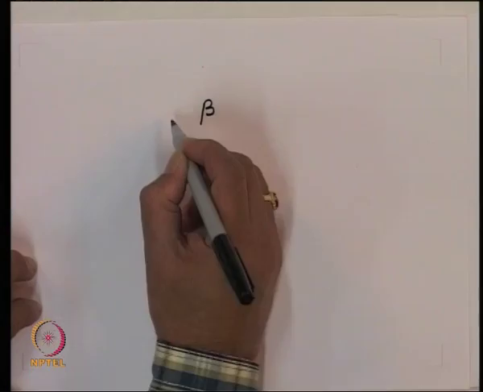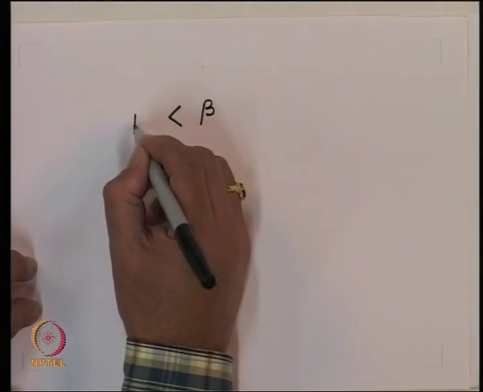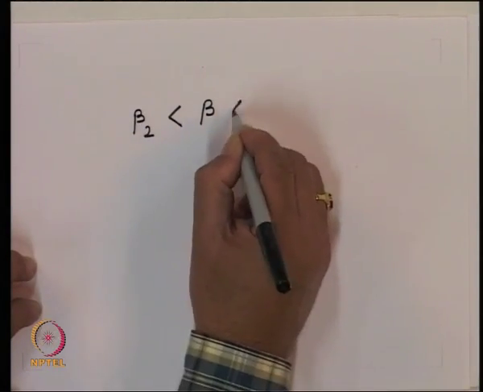Now, before we make use of this parameter, the V number, let us come back to our understanding that beta had two bounds, which were given by beta 2 and beta 1.